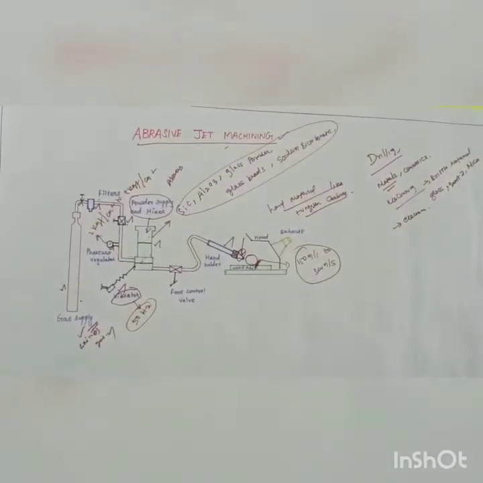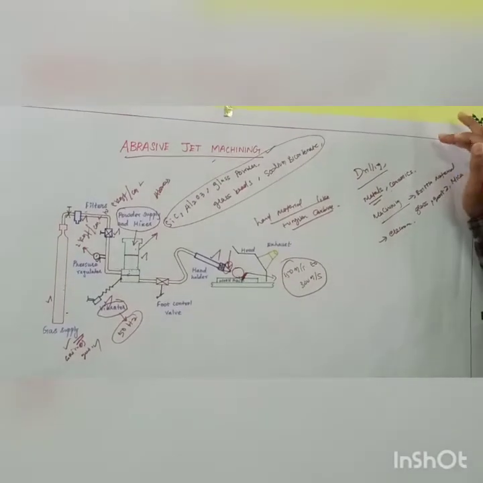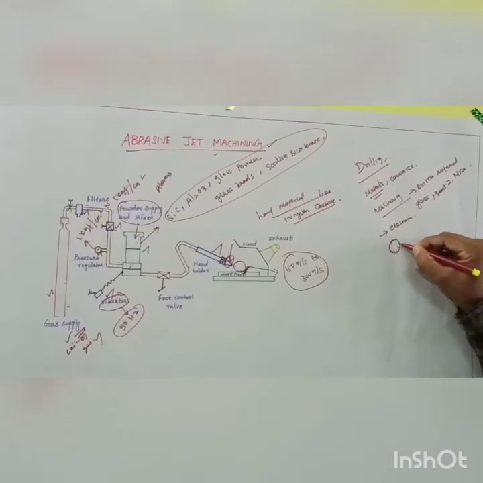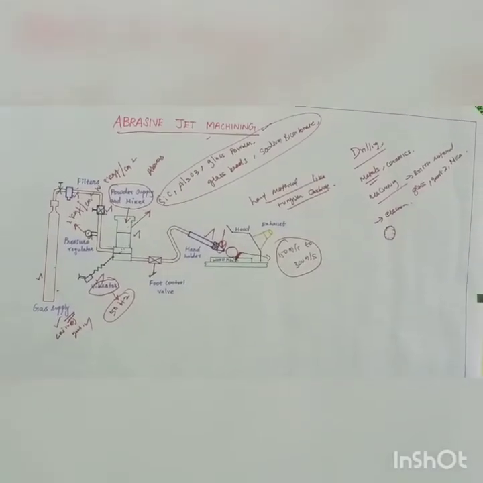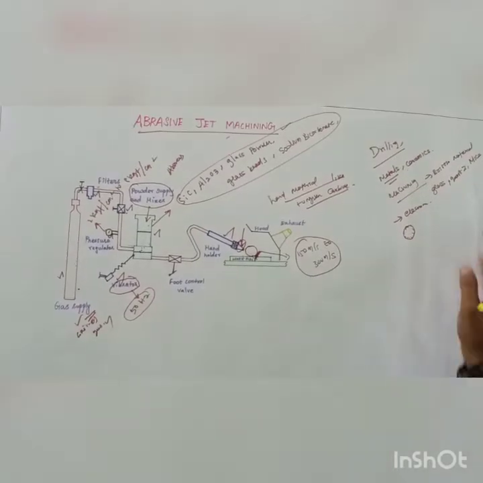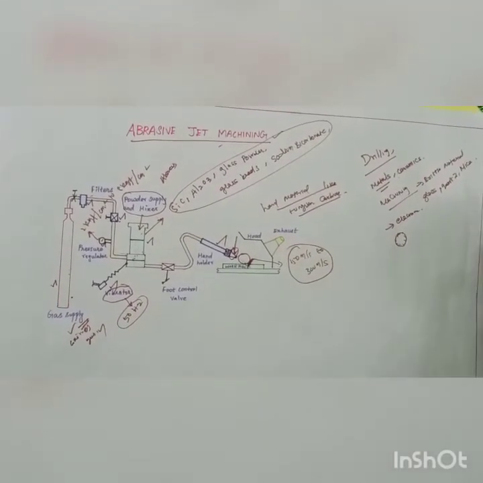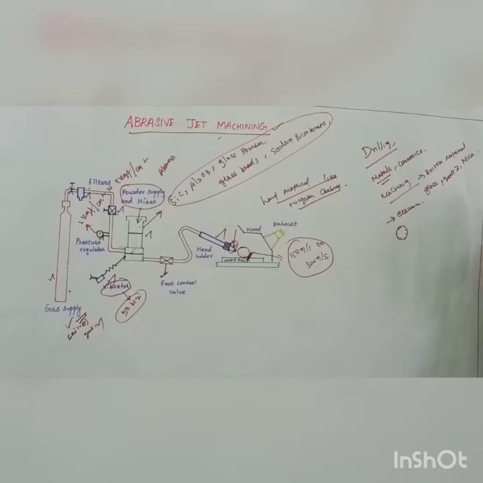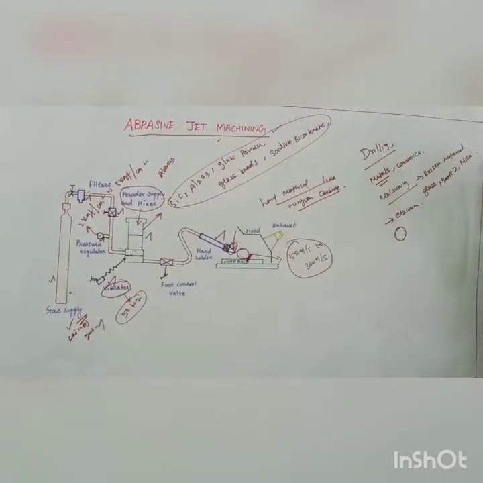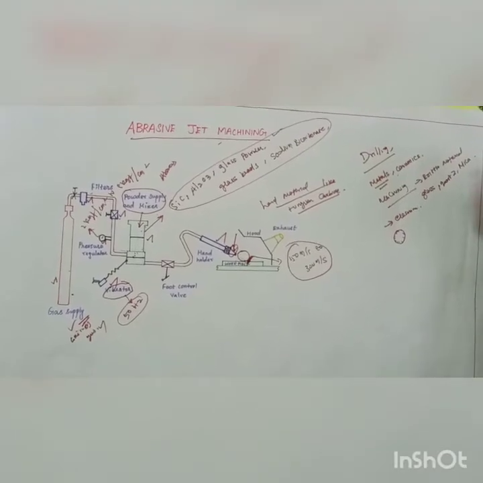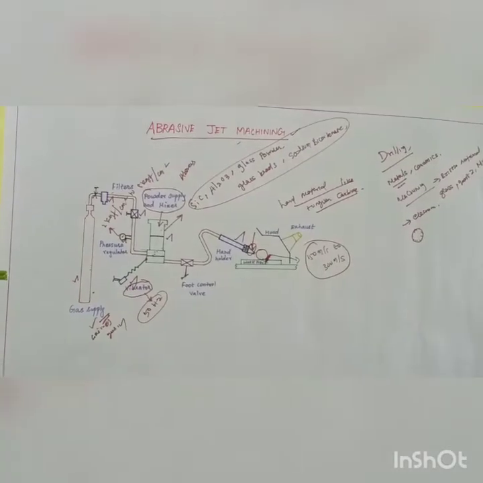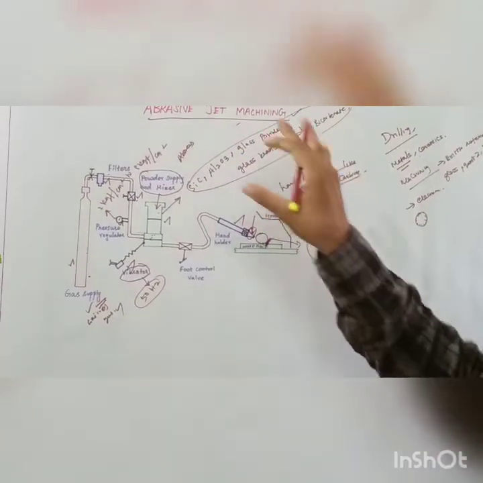It is used for deburring small holes. Small holes can be drilled by this process, and we can also deburr small holes, and clean and polish plastic, nylon and Teflon components. Cleaning and polishing can be done by this abrasive jet machining process.